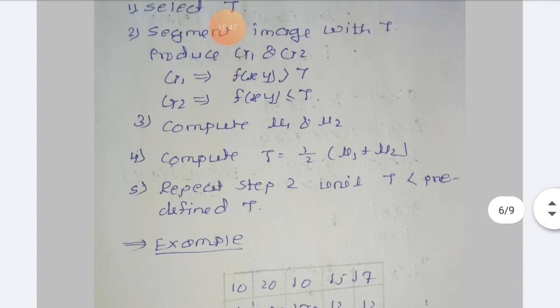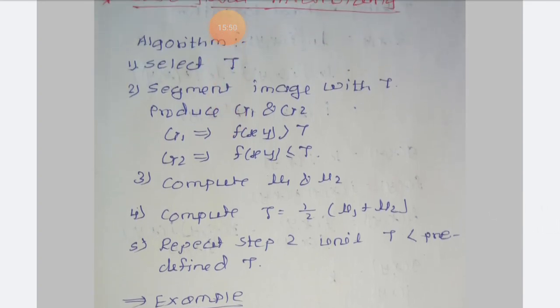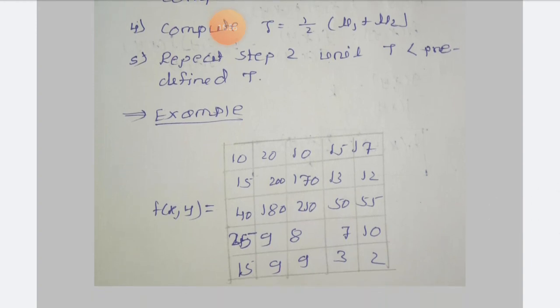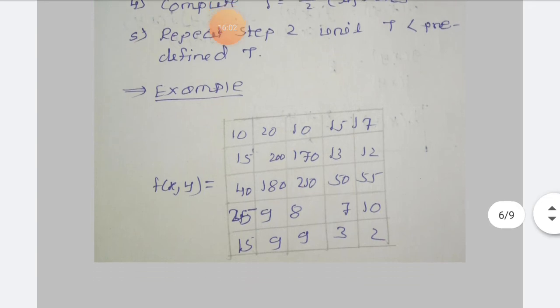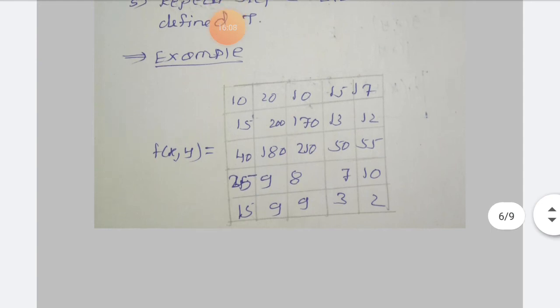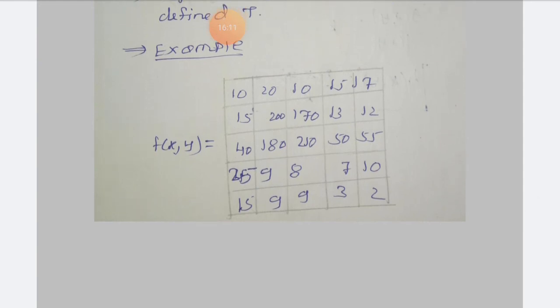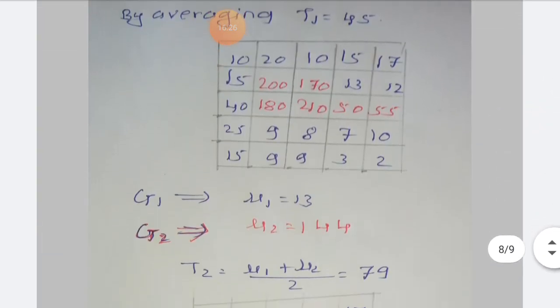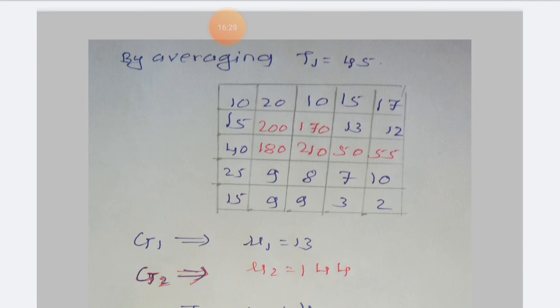This is about the algorithm. Now we'll apply this algorithm on an input image. I have taken the same example, f of x y, and let us apply global thresholding on this. First of all I have taken the average value of all 25 pixels and set it as the first threshold value t1. After finding the average I am getting t1 equal to 45.